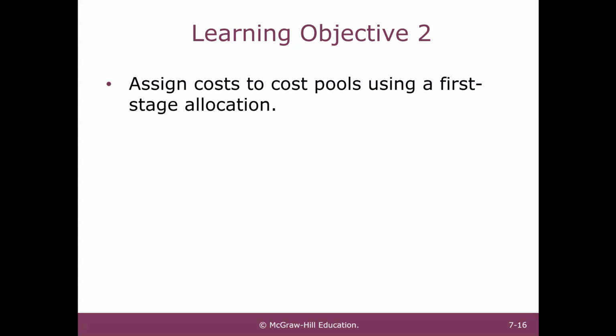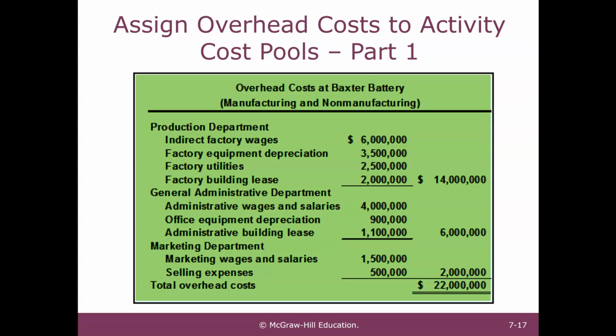Okay, we're going to first look at assigning costs in the first stage of allocation. Now this is all of their overhead costs for both batteries. It's separated out by production department, general administrative department, and the marketing department.